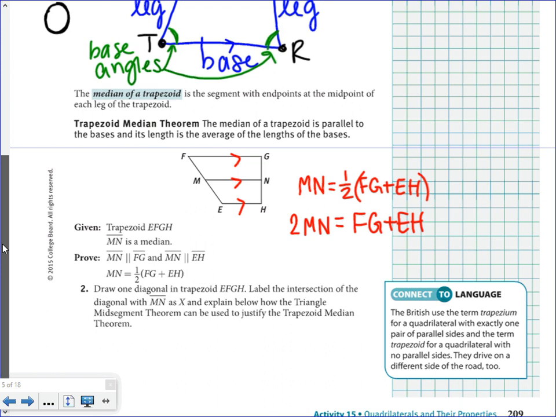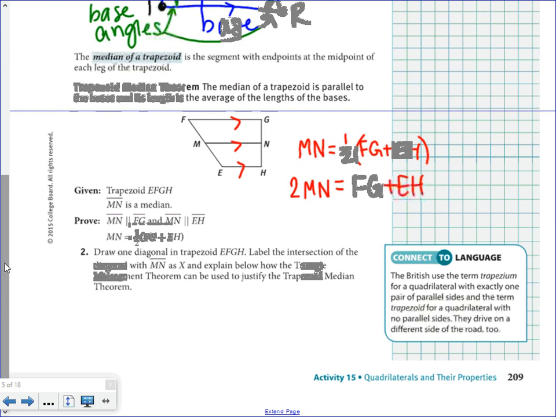So we are going to take this figure and try and use the triangle mid-segment theorem to help us justify the trapezoid median theorem. So we're not going to do a formal proof here. We're just going to kind of work through a little bit of how you would go about a formal proof. So the first thing they want us to do is to draw one of the diagonals in our trapezoid. So I'm going to do the one from E to G. And it says to label that intersection with the median as X.